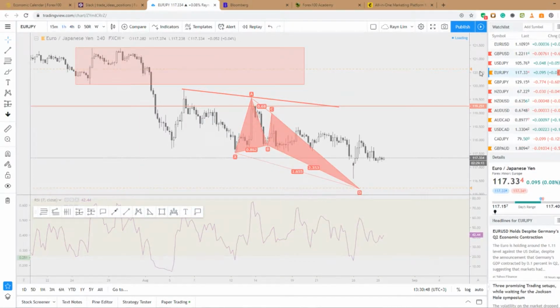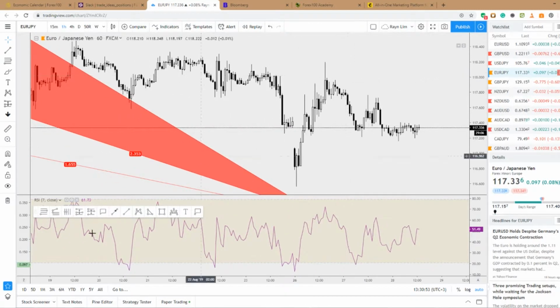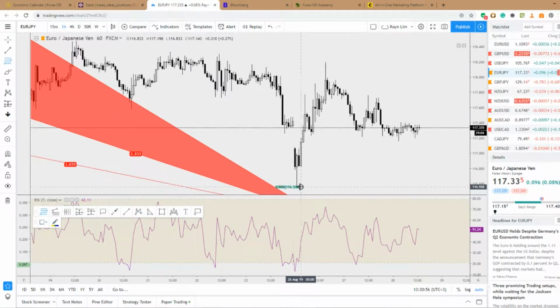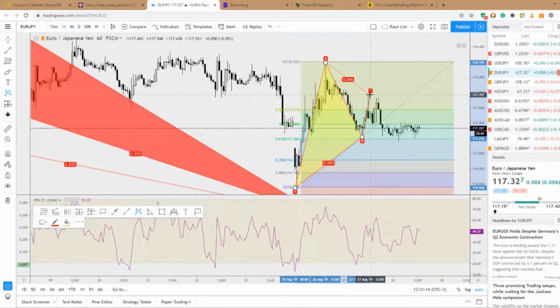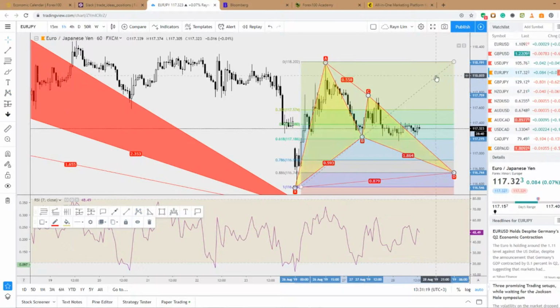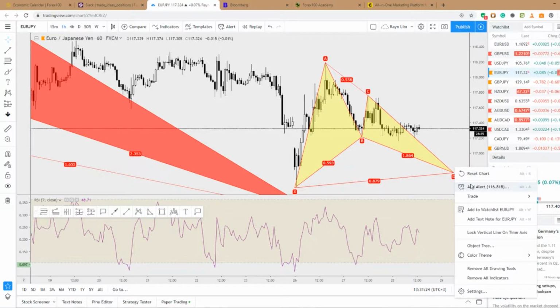Down to the 1 hour chart. On the 1 hour chart, nothing much apart from a new pattern that has really formed up. Based on the analysis, at a glance, it does look very much like a bullish Deep Gartley that will most likely complete at 116.74. All right, take note of this. Deep Gartley formation. Right click, set alert.